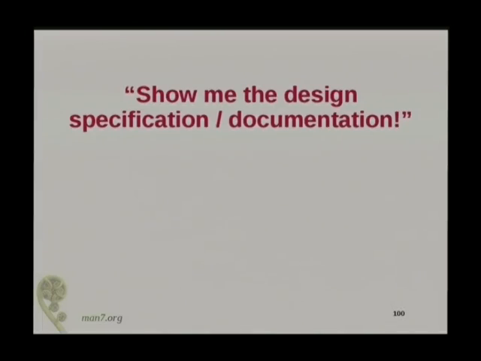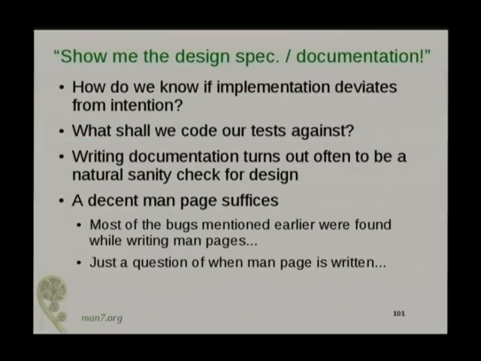Show me the design specification. Okay, I'm getting too unrealistic, I suppose. But there's often no specification, which means you can't even evaluate an API in terms of what it's supposed to be doing. How do we know if what the implementation does actually matches what the implementer intended? If there's no documentation or specification, we don't.